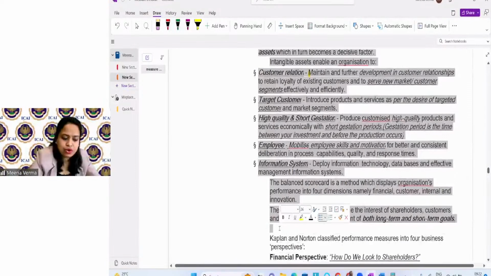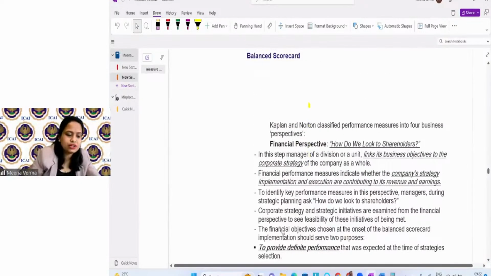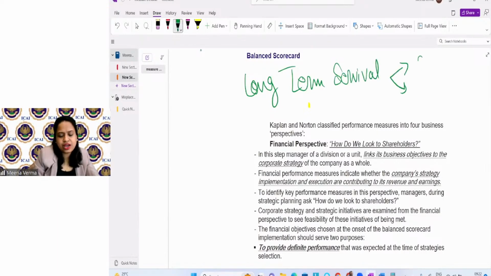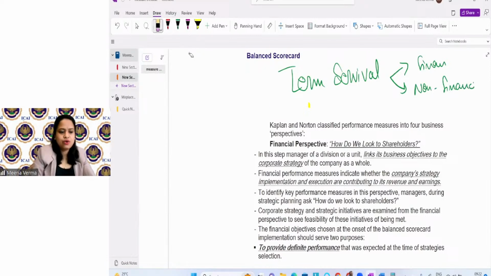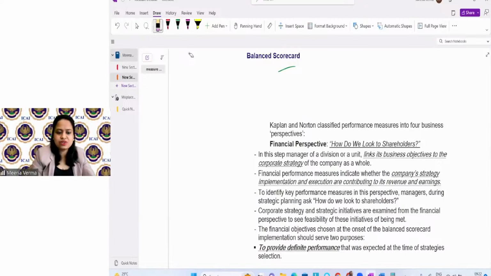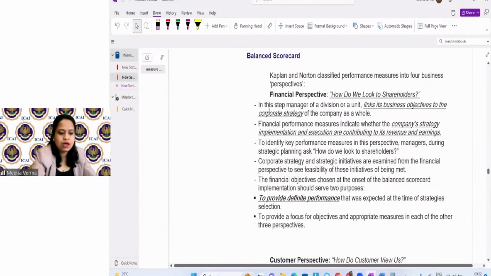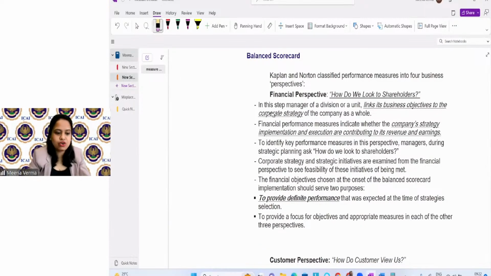Okay, so if you want to make your organization successful for long term survival, we have to see both financial as well as non-financial goals. We have to see both goals, right? We have to check whether the company has achieved both financial as well as non-financial goals, right? We have to check it. All right. So you can see here, we will see the financial perspective and we will see the non-financial perspective.